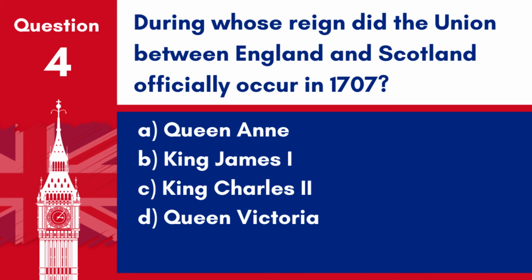Question 4. During whose reign did the union between England and Scotland officially occur in 1707? A. Queen Anne. B. King James I. C. King Charles II. D. Queen Victoria.